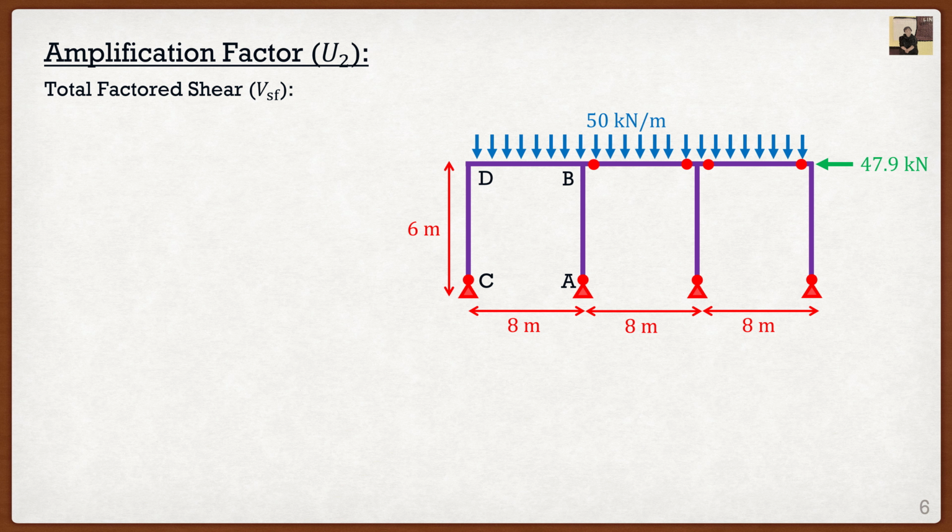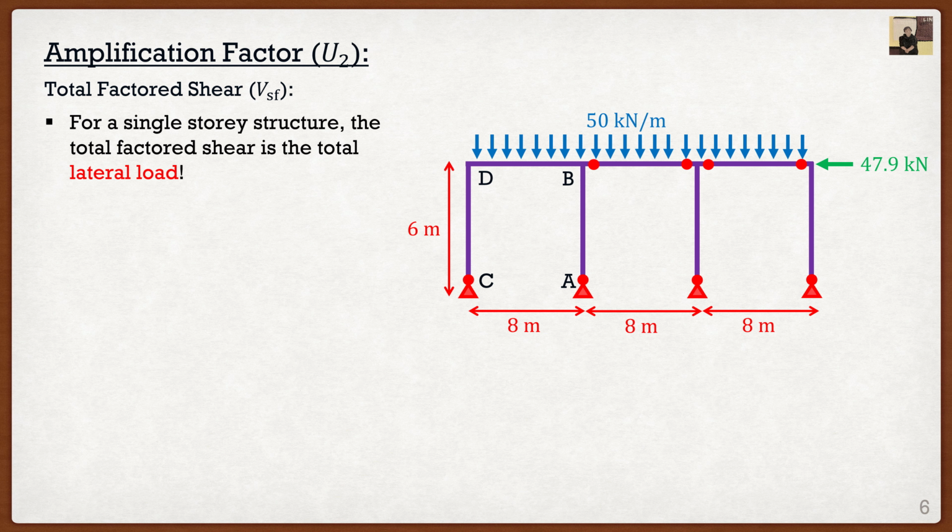Now, here's the nice thing. This is going to change a little bit in the next example when we cover a multi-story frame, but for a single-story structure, the total factored shear is just going to be the total lateral load that we applied to our structure. This is why I have it written down on the very right-hand side of our frame. We know that our factored shear in this case, being the total lateral load, is going to be the summation of the factored applied load, the notional load, and the reaction force, which we already calculated as 47.9 kilonewtons. So we know that VSF in this case is just going to be 47.9 kilonewtons.